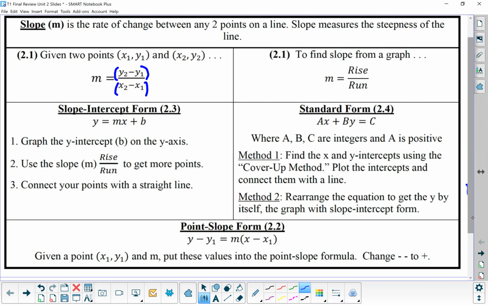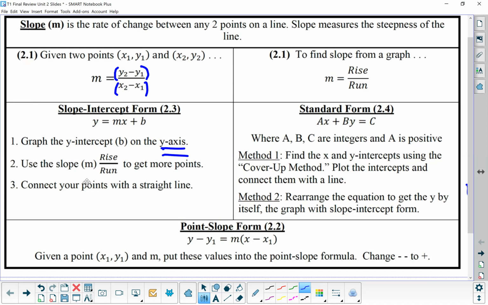And then we can use slope when we graph. So if we're in slope-intercept form, to graph, we're going to graph the y-intercept first. It's going to go on the y-axis. And then we're going to use our slope to get more points. So from that y-intercept, we're going to go either up or down and to the right. And then connect your points with a straight line.